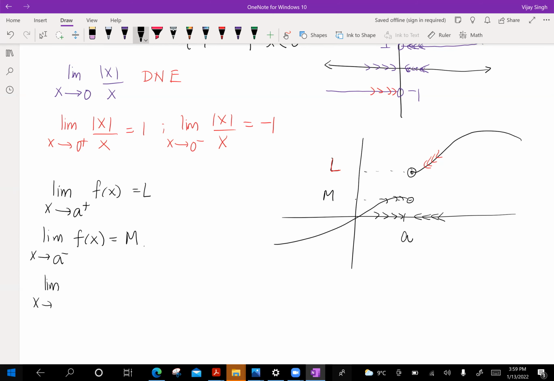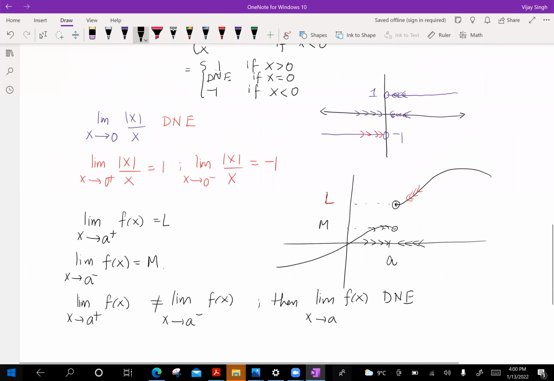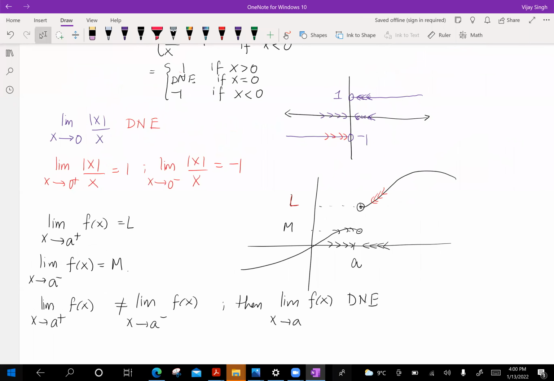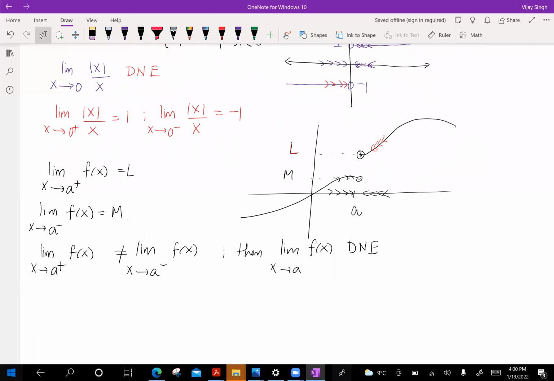Okay. So from here, we can make the following rule, just from the earlier problem: the limit as x goes to a plus of f of x, if it is not equal to the limit as x goes to a minus of f of x, then what will happen? The limit as x goes to a of f of x does not exist. I'm just writing what we wrote here in general terms. If you're approaching from left and right, and they're different, then the limit does not exist.